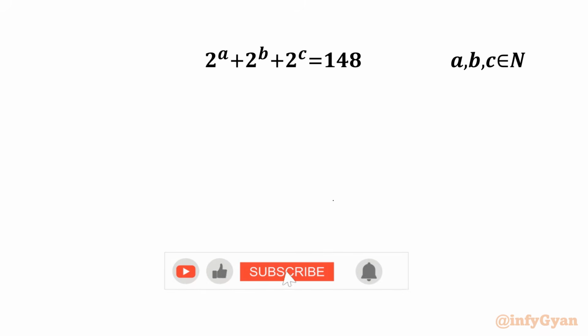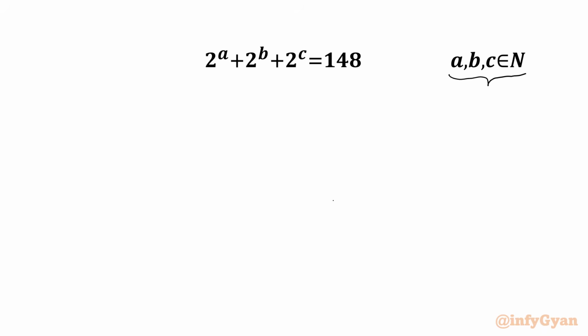Today in this video we have one very interesting exponential equation. It is 2 power a plus 2 power b plus 2 power c equal to 148, given that a, b, c are natural numbers. So let's get it started by factoring our right hand side, which is one constant number 148. We will write the equation 2 power a plus 2 power b plus 2 power c equal to 4 times 37.